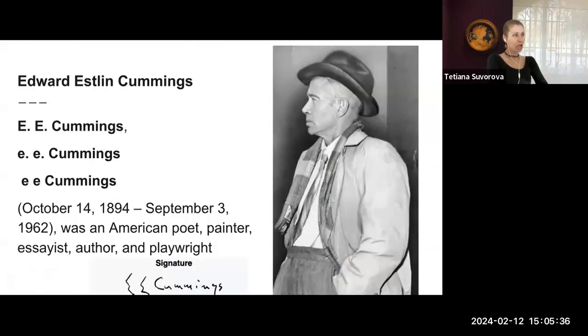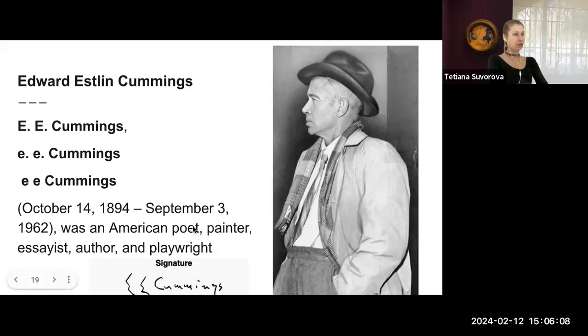Let's speak a little bit about Cummings himself before interpreting the poem. Now you know that he's not only a person who wrote some poems, but he was the second most popular author in the United States in his time, after Robert Frost. Can you imagine? He was very talented.